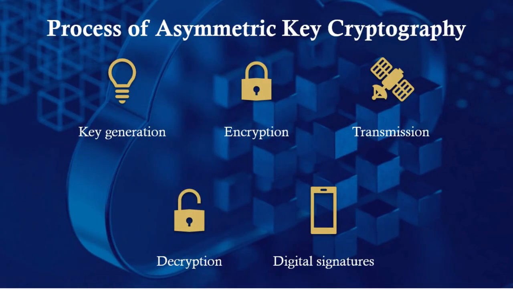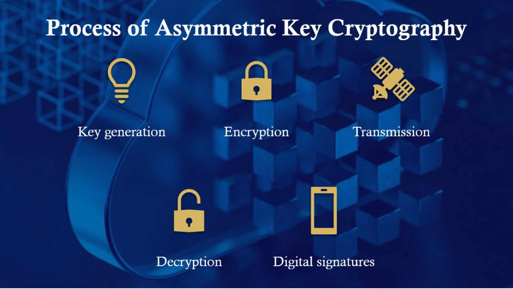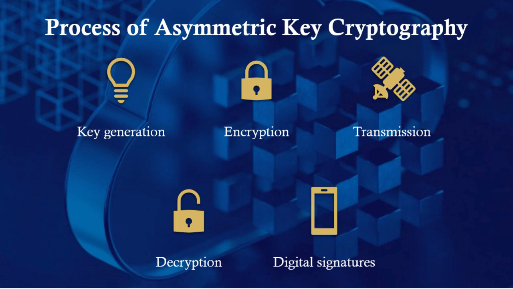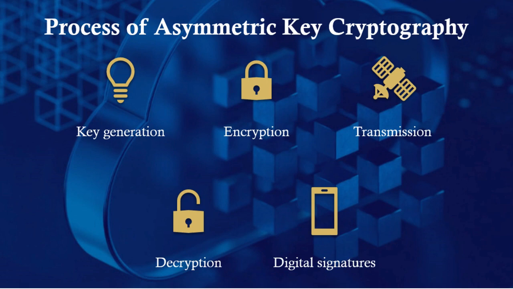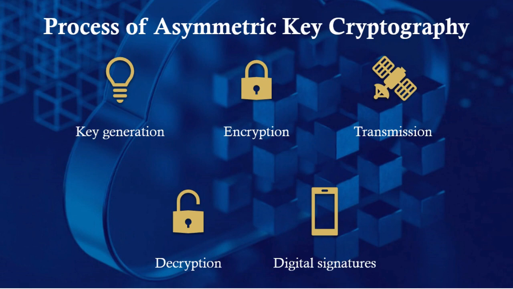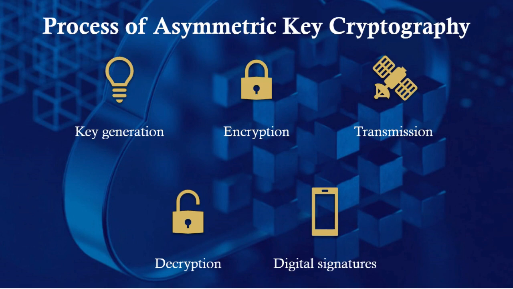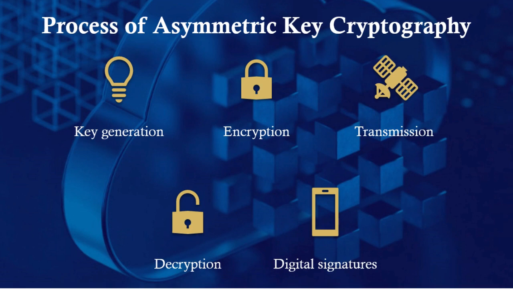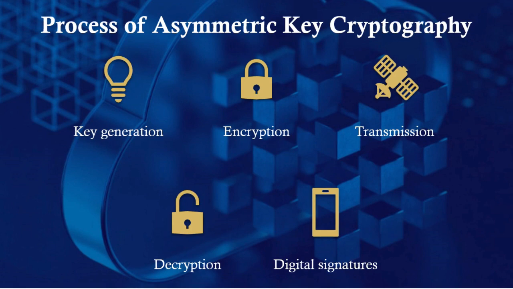The process of asymmetric key cryptography involves the following steps. Step 1 is key generation. The user generates a pair of keys, one public and one private, using a secure algorithm. Step 2 is encryption. The sender uses the recipient's public key to encrypt the plain text and generate ciphertext. Step 3 is transmission. The sender transmits the ciphertext to the receiver over a secure or insecure channel. Step 4 is decryption. The receiver uses their private key to decrypt the ciphertext and recover the original plain text.